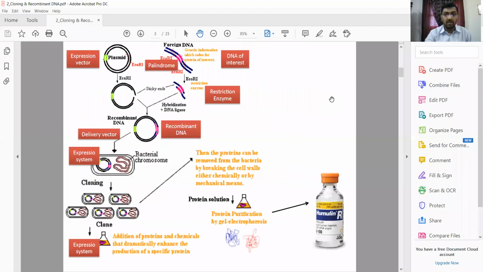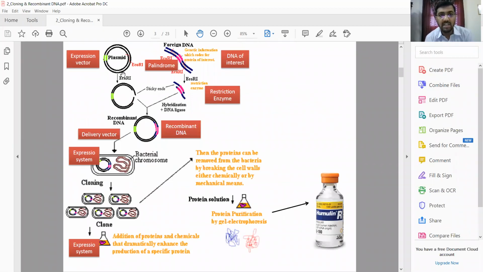Starting with, if we go quickly through this, you all have seen this famous insulin product, which is Humulin R. It's a regular Humulin. How this is produced, let's go through it.